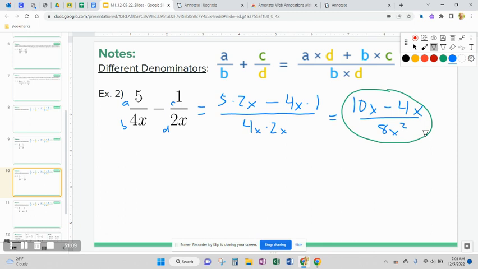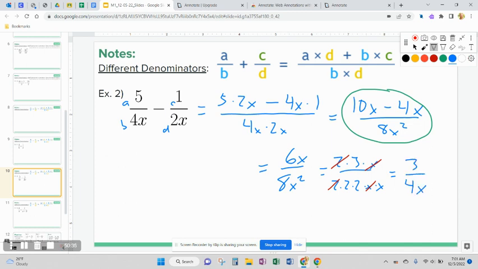We have 10x minus 4x up top. We have like terms that we can combine, right? We have 10 of something minus 4 of something. That's going to leave us with 6 of that thing up top. So we'll end up with 6x divided by 8x squared. And this makes it a lot easier for us to simplify, right? We can expand it out to 2 times 3 times x up top, over 2 times 2 times 2 times x on bottom. Cross out a set of 2's, cross out an x, and be left with 3 over 4x as our final answer.